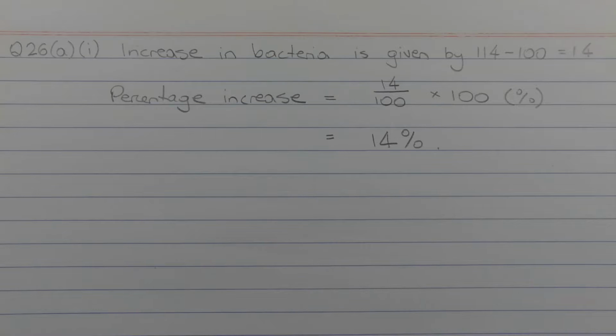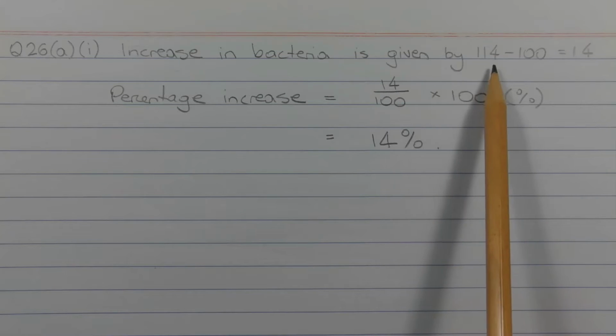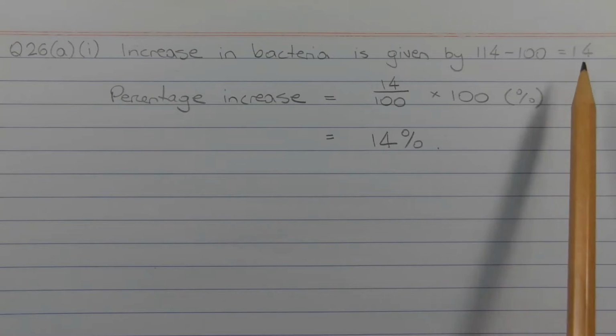The first thing we need to find is the increase in bacteria in 1 hour. So starting with 100 bacteria, and after 1 hour it becomes 114 bacteria. The increase in bacteria is the difference between 114 and 100. So this is given by 114 minus 100, which equals 14.